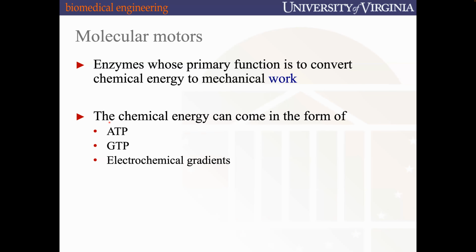Electrochemical gradients can also be utilized. There's one really important molecular motor that we'll talk about later in the lecture that's actually the enzyme that creates ATP, which utilizes electrochemical gradients, because you can't use ATP to make ATP. So this is a really important function of our cells.